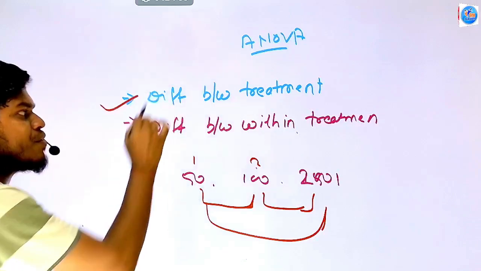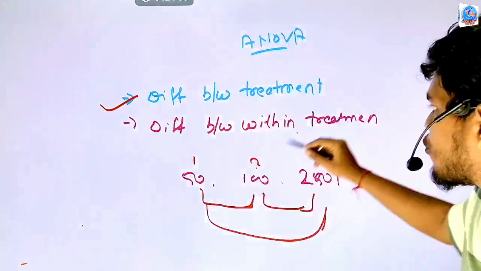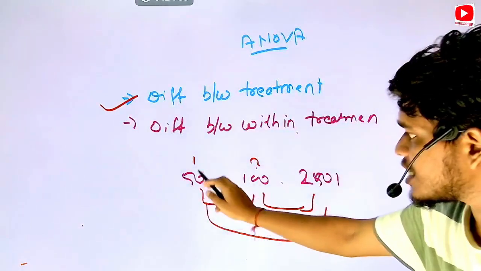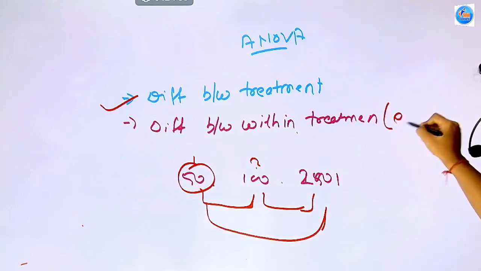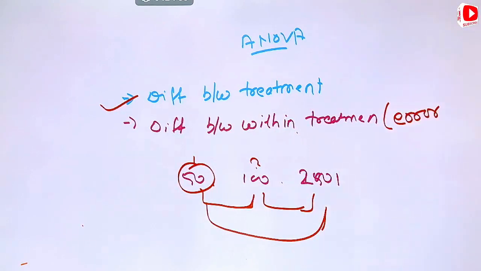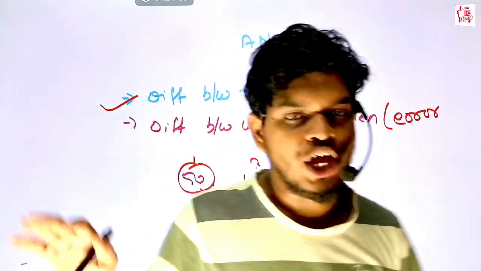First is the difference between treatments, and second we discuss the difference within treatments. In this treatment, what is the difference within it? So this is called error. So in ANOVA of CRD, we discuss two things, and we make the ANOVA table.